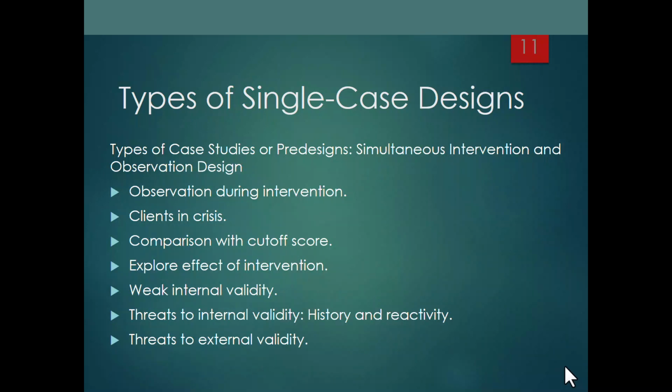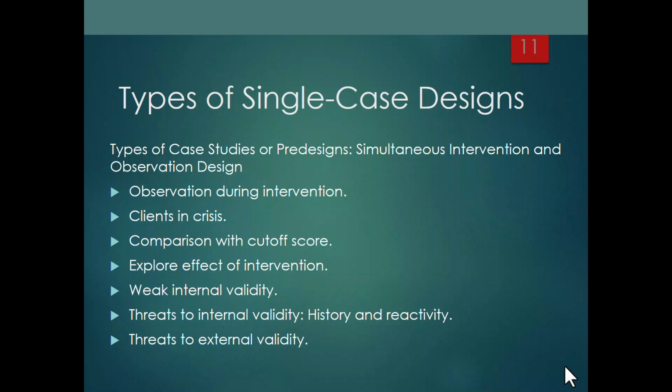With the simultaneous intervention and observation design, this is where there is implementation of the intervention and observation of the target behavior during the intervention phase. So the design is appropriate when the client is in crisis and the researcher is interested in determining if the intervention is helping the client's distress. This design cannot be used to conclude causality as there is no pretest data.